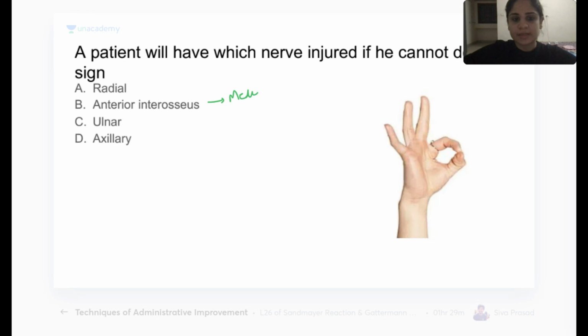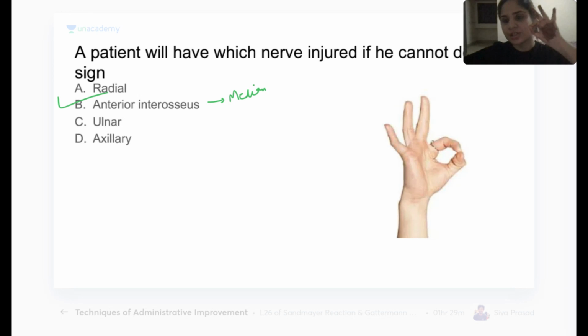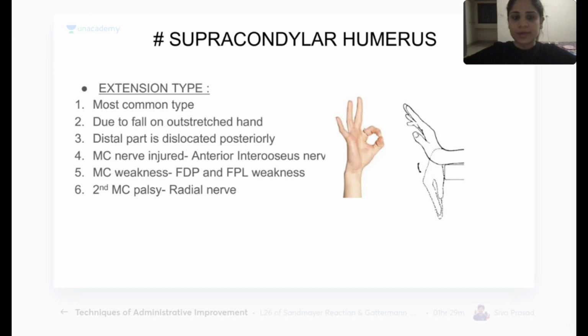Okay, and which branch of median nerve supplies this? It is your anterior interosseous nerve, which is a branch of the median nerve. Now, this nerve is affected in which fracture? After which fracture will the patient not be able to do the OK sign? Lunate fracture, no. Scaphoid fracture, no. Most commonly your anterior interosseous nerve is damaged in fracture supracondylar humerus.